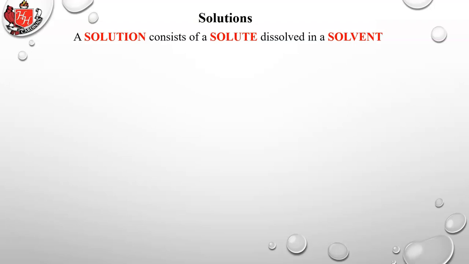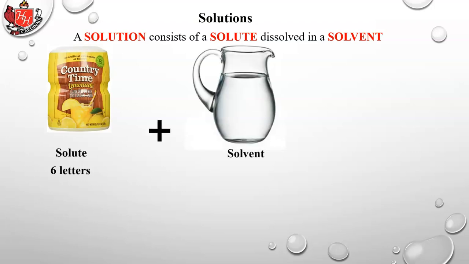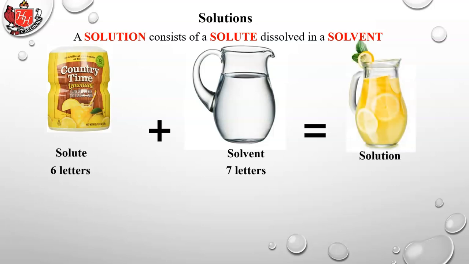So a solution consists of a solute dissolved in a solvent. If you think of making a pitcher of lemonade, the lemonade powder is the solute. It's what gets dissolved. And it has 6 letters in its name. The water is the solvent. It's what does the dissolving. And that word has 7 letters in the name. And finally, when you put the two of them together and stir, you have a homogeneous solution. And that word has 8 letters.